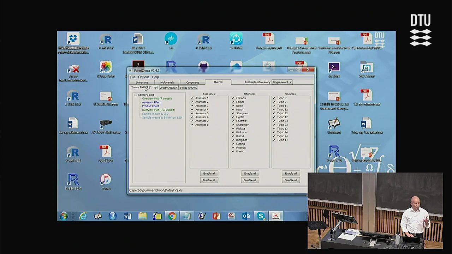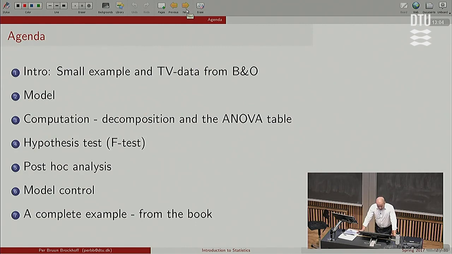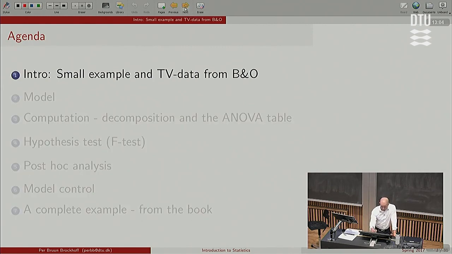Here, two-way and over, one rep. That's where we are today. There we are. Good. Two-way analysis of variance. That's where we are today. We are already in the middle of the introduction, so let's jump into it.